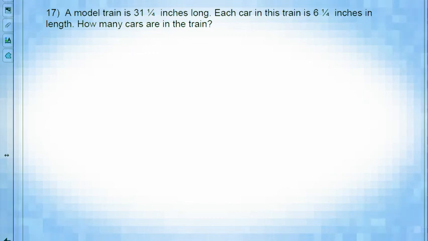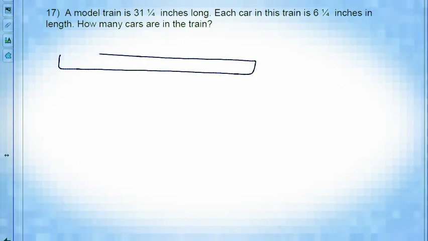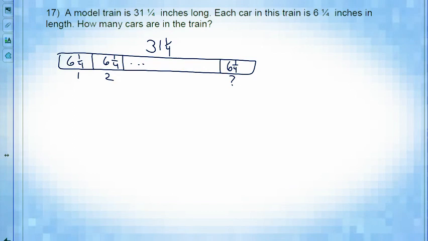Okay, we're getting there. This might be the last problem. So I have a train. And my choo-choo train is 31 1/4 inches long. And each car is 6 1/4 inches long. By the way, model trains, expensive habit. I don't know how people do it. All right, how many train cars? Well, it looks to me like we're clearly dividing. We're dividing 31 1/4 into equal parts.